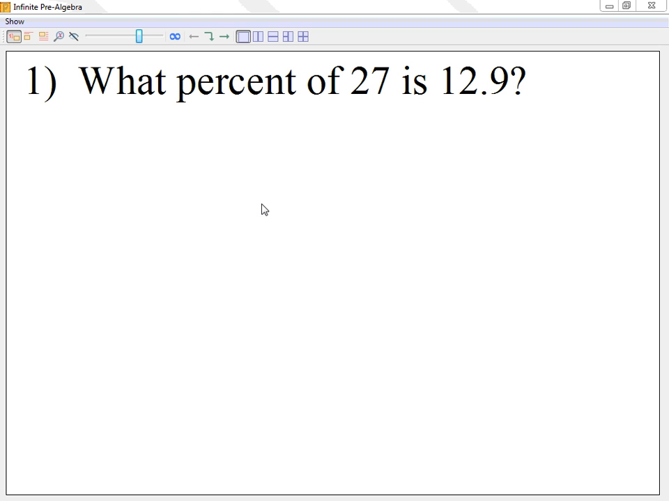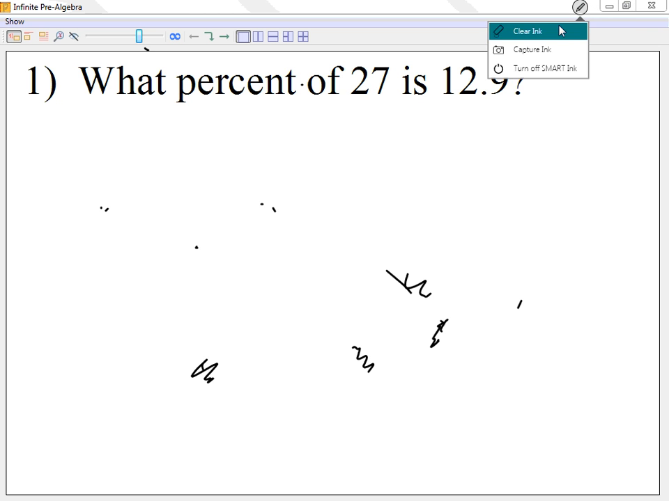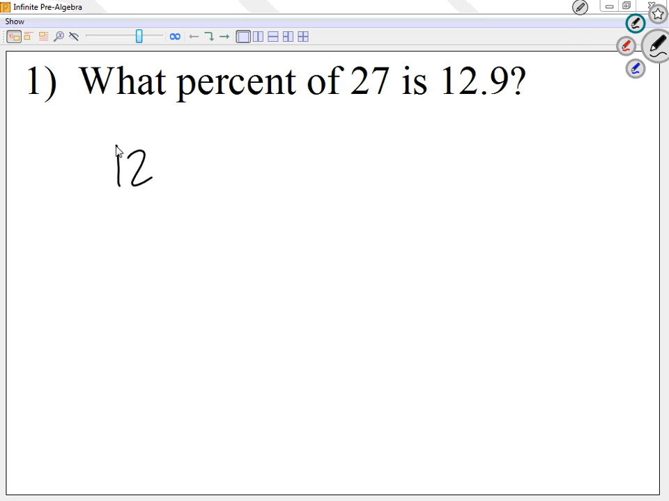First let me wait for this thing. It just froze for a minute. What I'm going to do, I'm going to divide two numbers. My number on top of the fraction is the is. I'm going to go is over of. Again, I'm just waiting on this thing to... There we go. So I'm going to go 12.9 divided by 27.